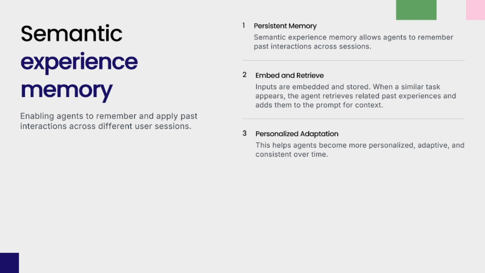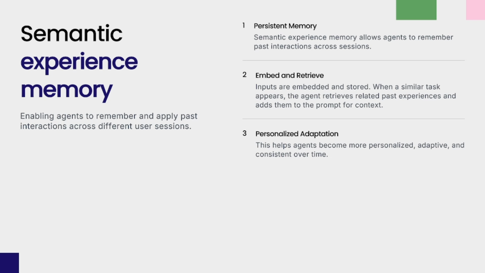Now let's look at semantic experience memory. So enabling agents to remember and apply past interaction across different user sessions. So how does semantic experience memory work? Remember in the previous slide, it says semantic experience uses embedding to retrieve information from a vector store in order to augment information.